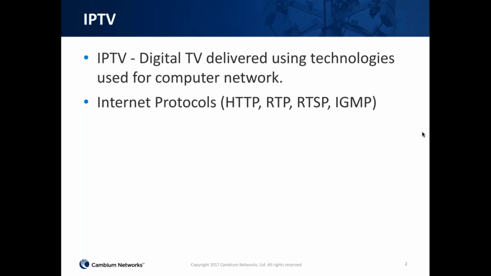So IPTV, the one similar to cable, is using the same set of internet protocols like HTTP, which is Hypertext Transfer Protocol, and IGMP for multicast, traditional networking protocols. But it is also using specific protocols like RTP and RTSP. The main difference between them is that RTP is using UDP mainly as the underlying transport protocol, and RTSP is using TCP.